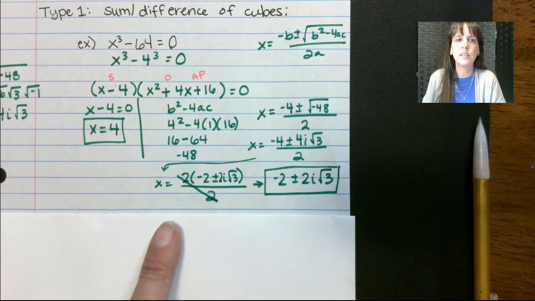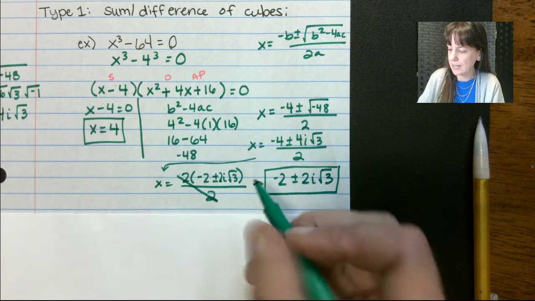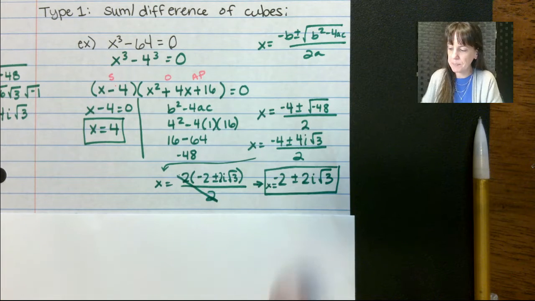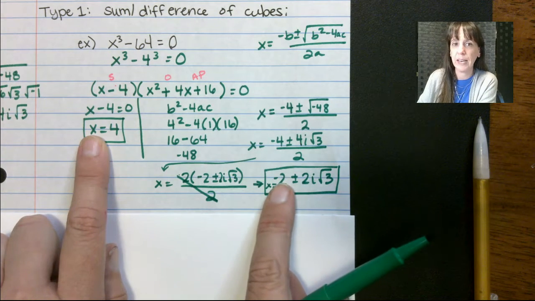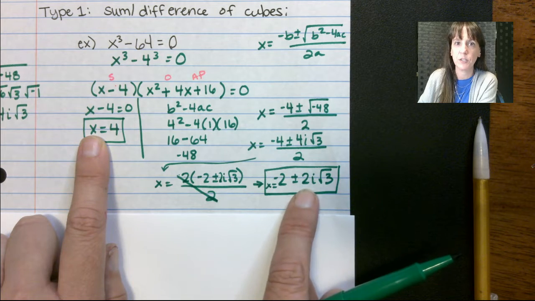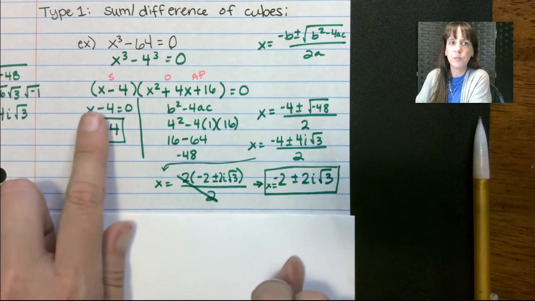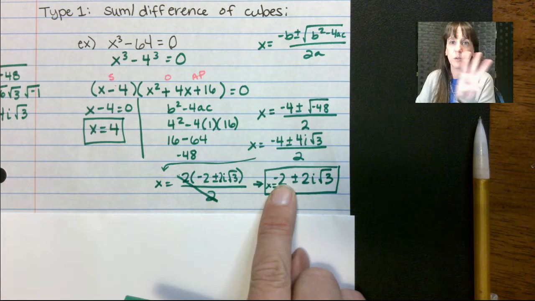But when we get to this point, we also want to ask ourselves, so this is x equals, right? We have one solution here, and then we have two solutions here. We have negative 2 plus 2 and negative 2 minus 2i root 3. So we have one solution here, 2 solutions here for a total of 3 solutions.